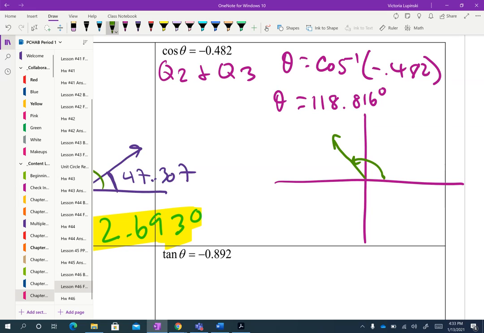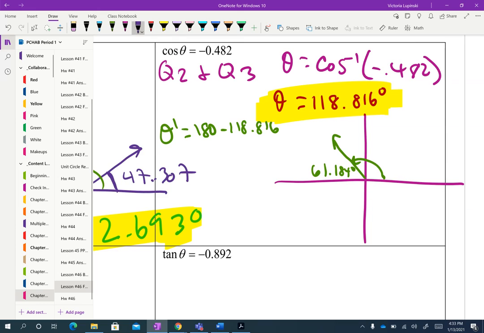And then here's the thing, you have to find what that reference angle is. So to find that reference angle, remember that's the angle with the little tick mark. It's how much farther to get to the x-axis. So theta reference here would be 180 minus 118.816. That would tell me that the angle in question is 61.184. So again, all we know for sure so far is here's our first answer.